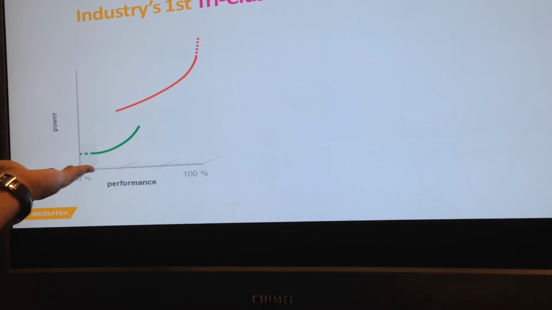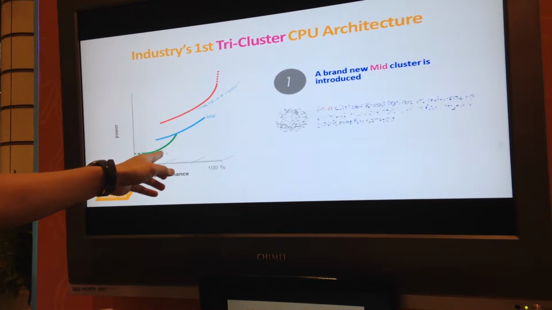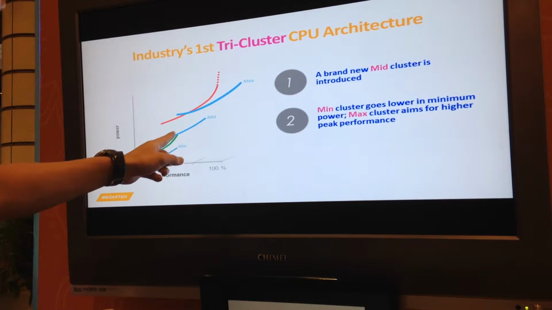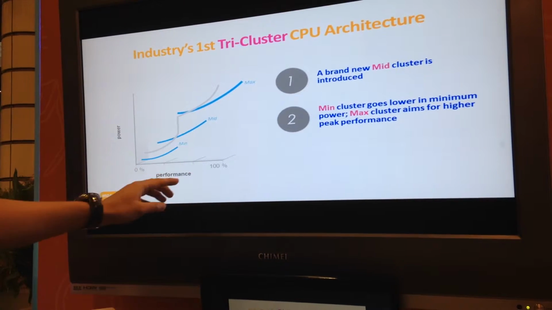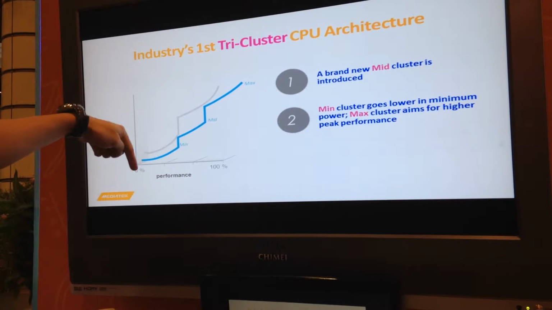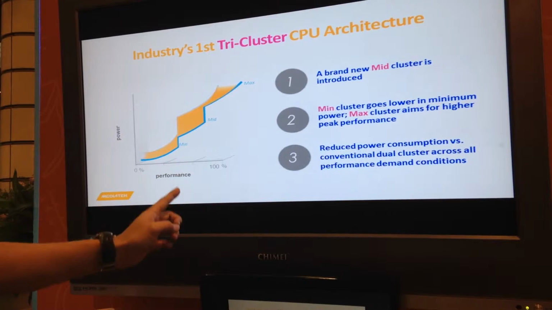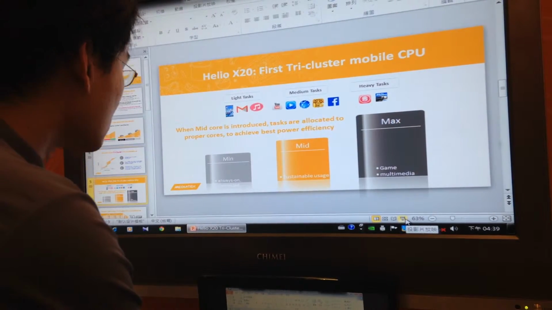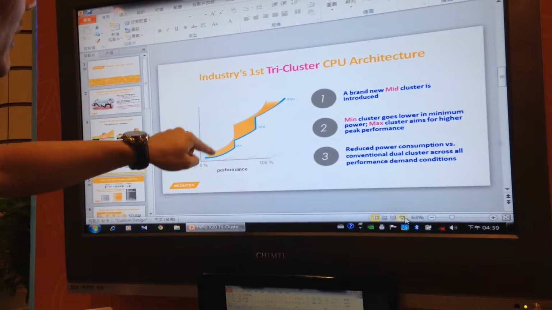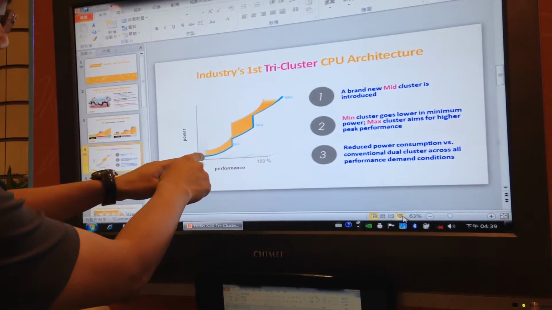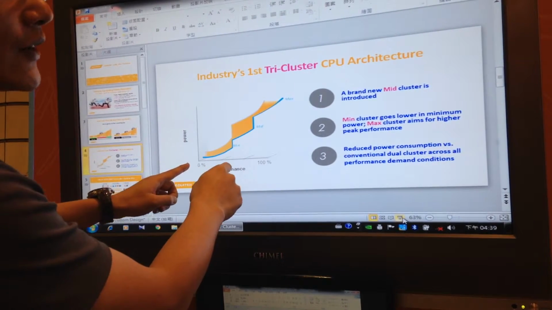So this is the performance, this is power. So the green line is the little core, the red one is the big core. So you can think tri-cluster, we add the third one, mid, and we lower the minimum one with less power, and the big one has more performance. Compared with the only 2-gear solution, big and little, you can see here the yellow area. This is the benefit we have.